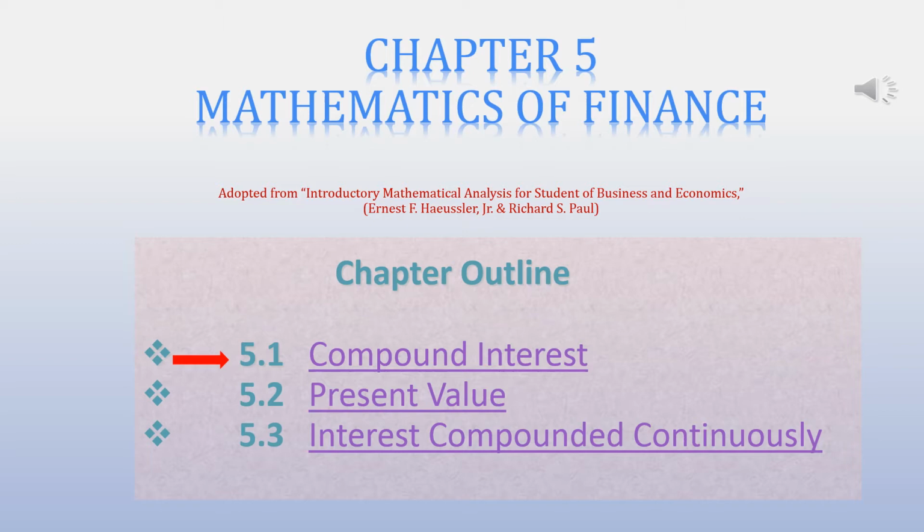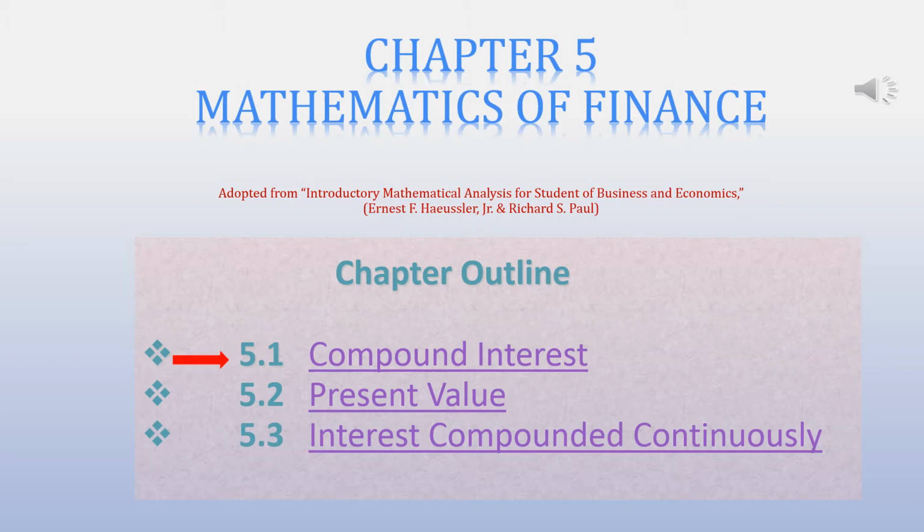Finance is related to money. So, throughout this chapter, you will find that this chapter is a very interesting chapter. We are going to cover 3 of the sections of this chapter. Section 5.1, Compound Interest, 5.2, Present Value, and 5.3, Interest Compounded Continuously.